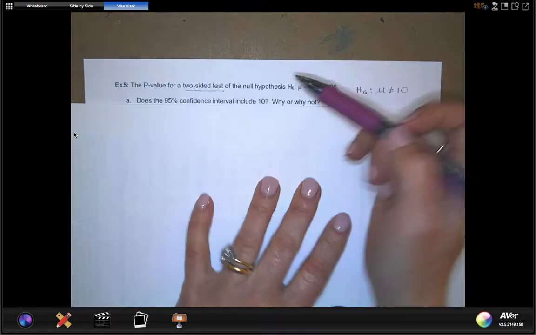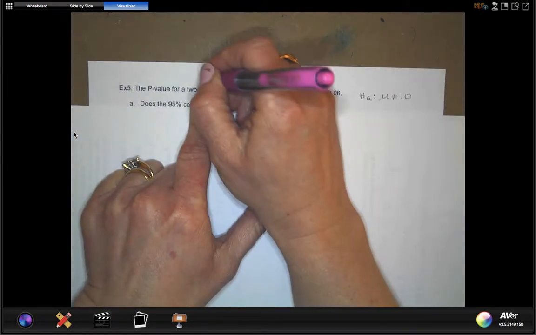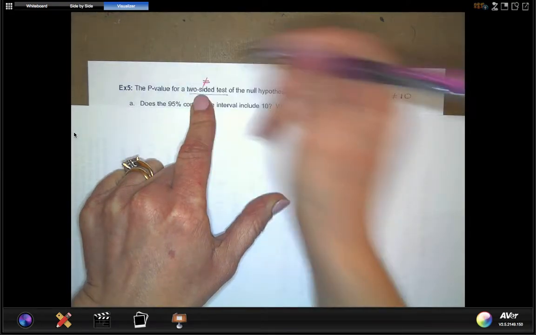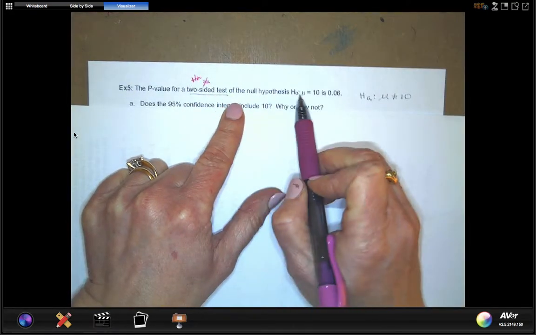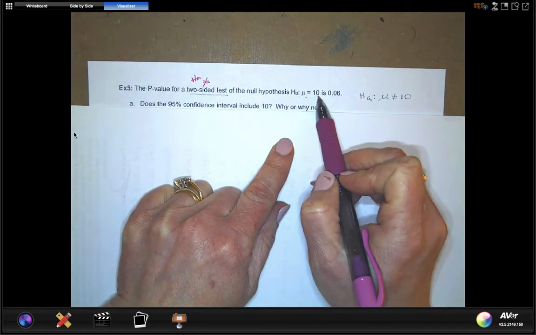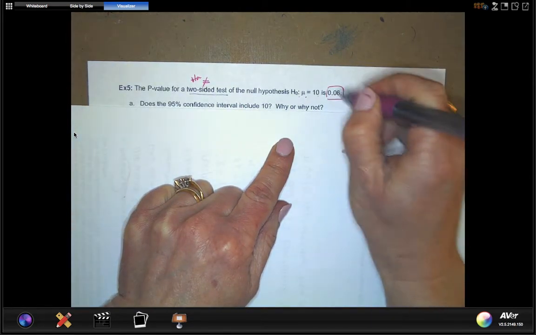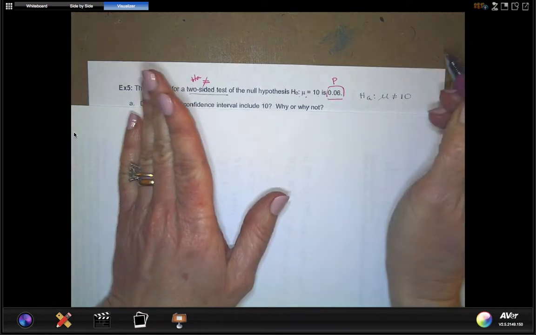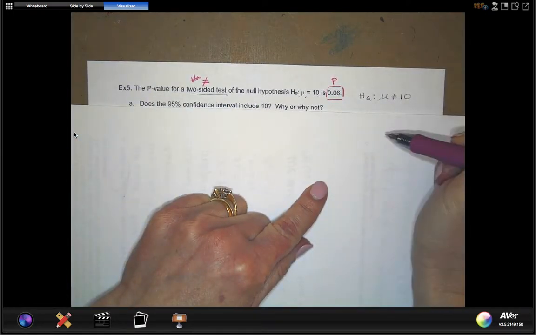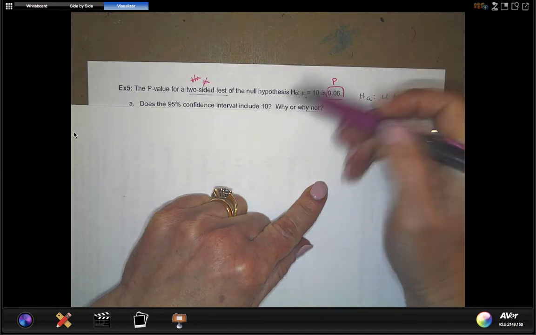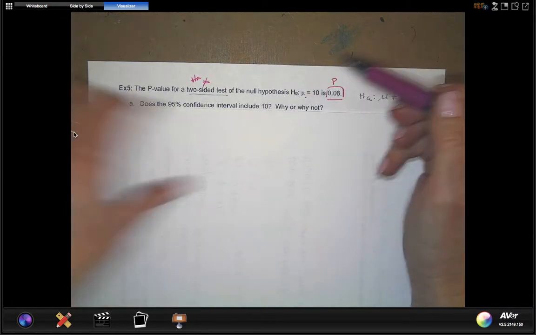All right, last thing. This is just some fun problems. So we get a p-value for a two-sided test. Remember, two-sided, two-tailed, not equal, okay? That's the HA is not equal. So the null hypothesis was mu is equal to 10. This was the p-value that was obtained. So that's the probability of getting that sample value or something more extreme. This is my HA. So does the 95% confidence interval include 10?